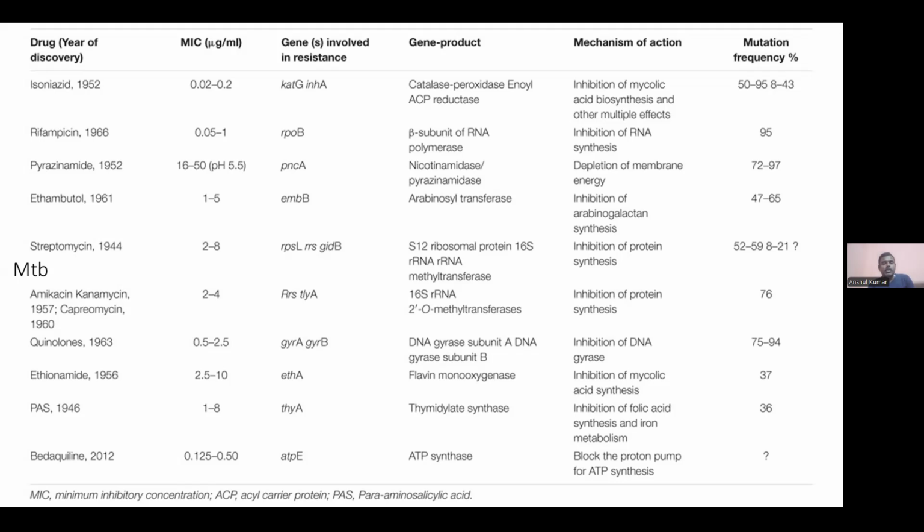Next are pyrazinamide, then ethambutol, streptomycin, then amikacin, kanamycin, capreomycin in the year 1960, quinolones in 1963, ethionamide, PAS, and bedaquiline. So these are some of the different types of drugs and their mechanisms of action. All these drugs are very important in the treatment of Mycobacterium tuberculosis, and any resistance or mutations in these genes can cause the non-functioning of these drugs.